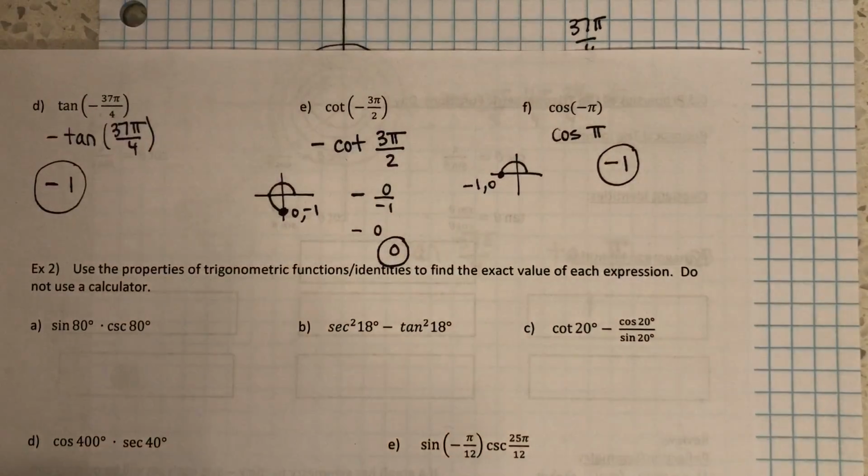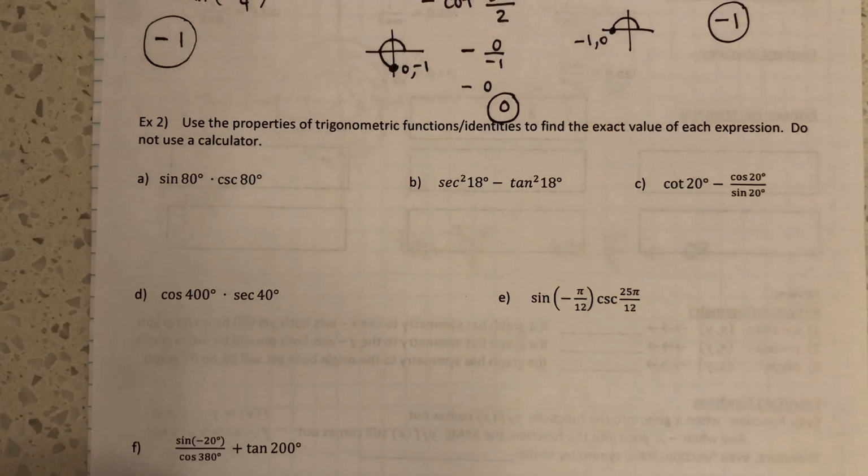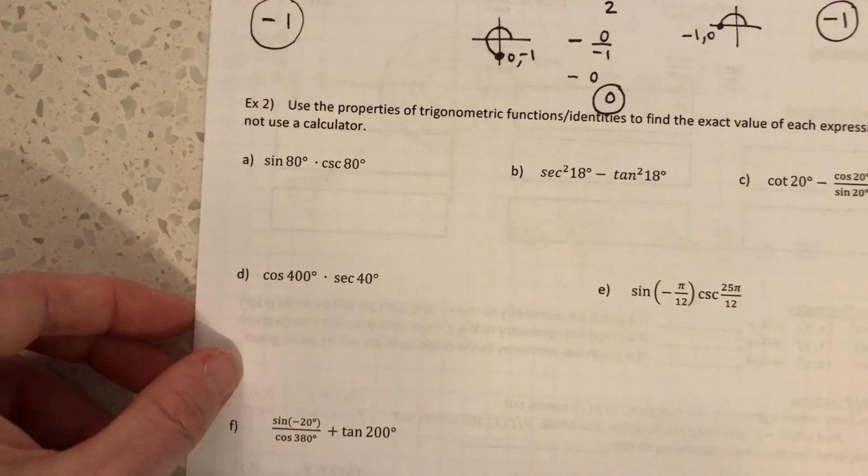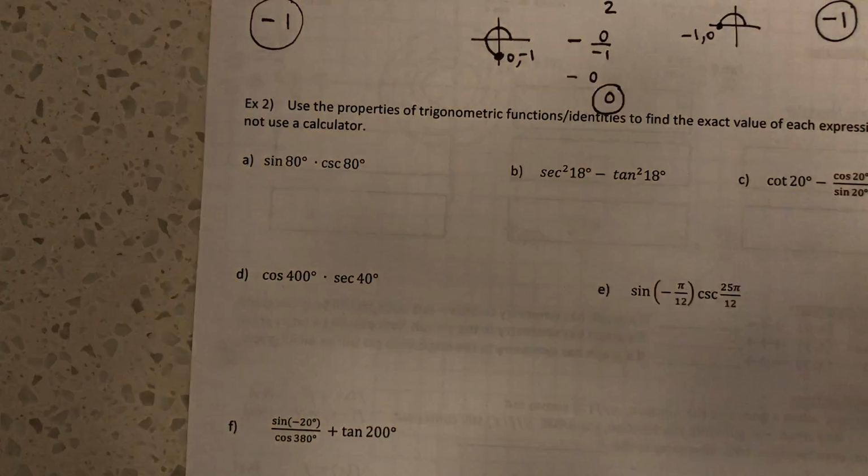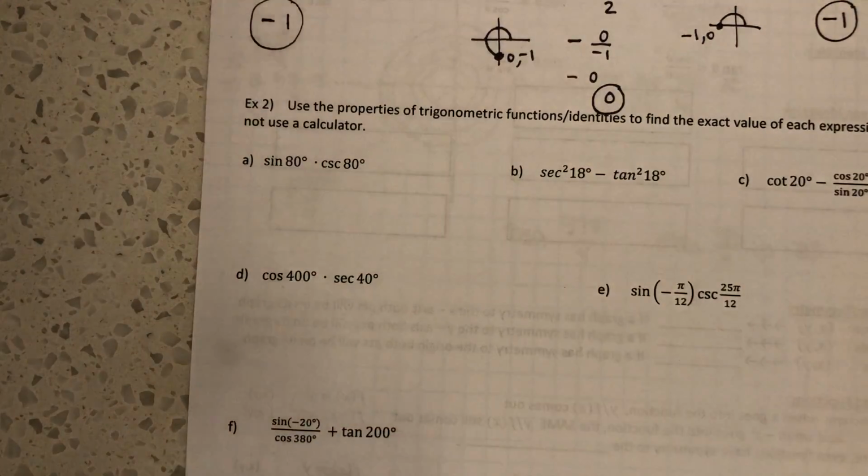Okay, now we're going to use all those identities to rewrite trigonometric functions so that we can cancel stuff out and get a simplified answer.